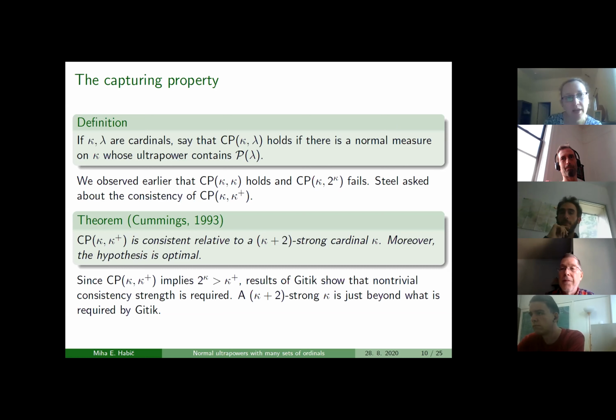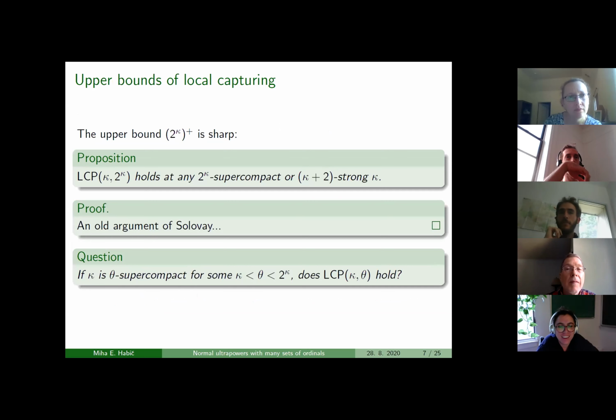Any other questions for Mihaly? I guess I have a question on page 7, I think it is. Right, so you have that question there. I don't remember exactly how that argument would go in the proposition, but is there a reason why you have the theta matching with the LCP and the theta supercompact?